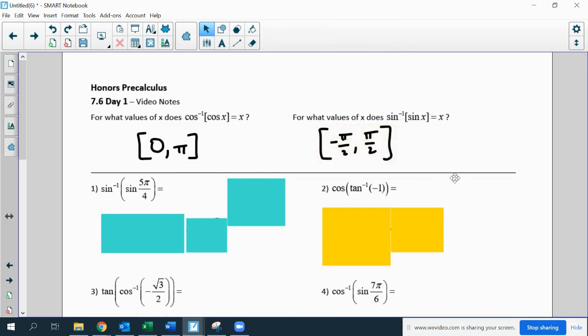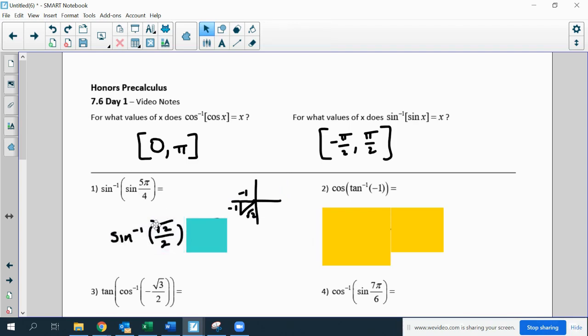So those are the values that the inverse of the original function gets you back, what you started with. So let's take a look at some problems, like sine of 5 pi over 4. That would be in the third quadrant. And so if I look at what sine is there, it's negative root 2 over 2. Sorry about the little negative.